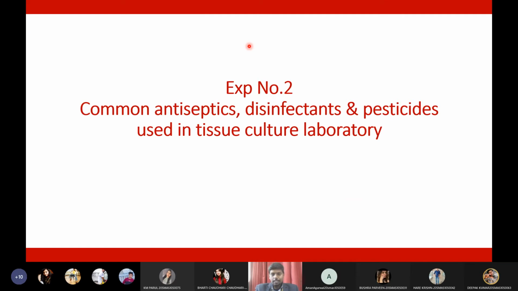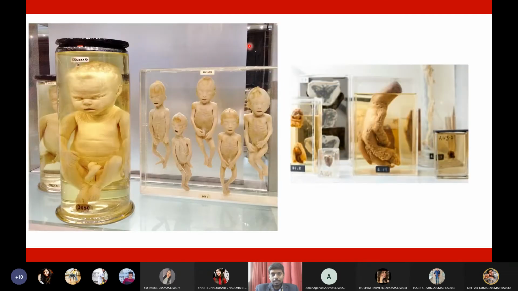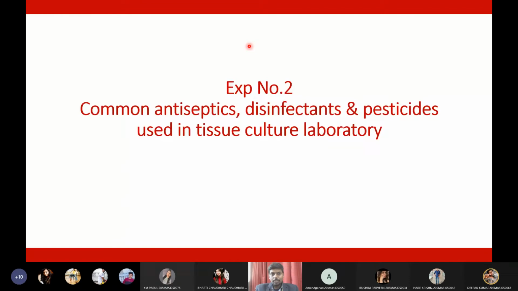It will be really interesting when you are working in histopathology labs. Then your second experiment is common antiseptics, disinfectants, and pesticides used in a tissue culture laboratory. What are the common antiseptics, disinfectants, and pesticides used in a tissue culture lab? Now listen.